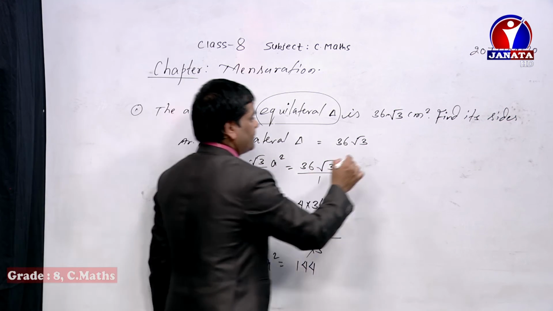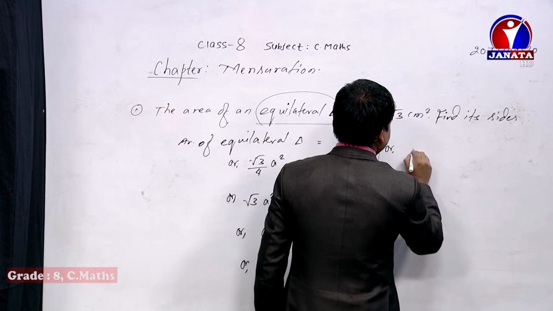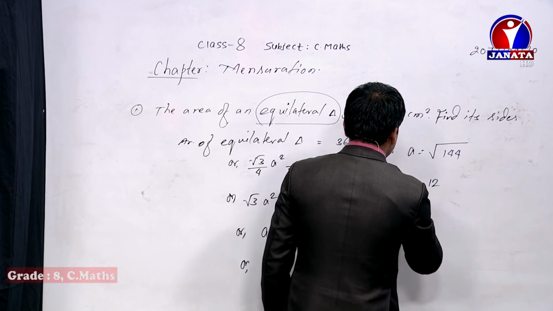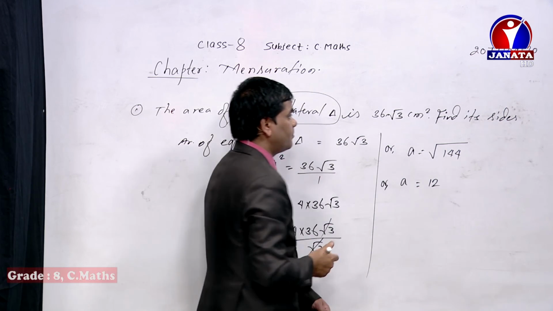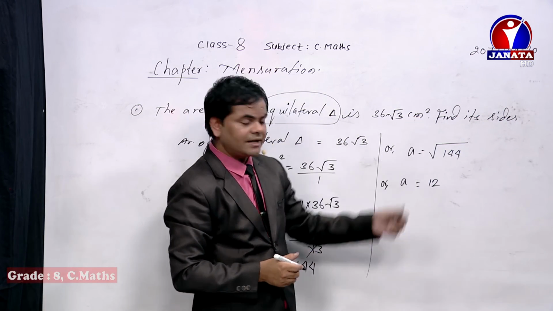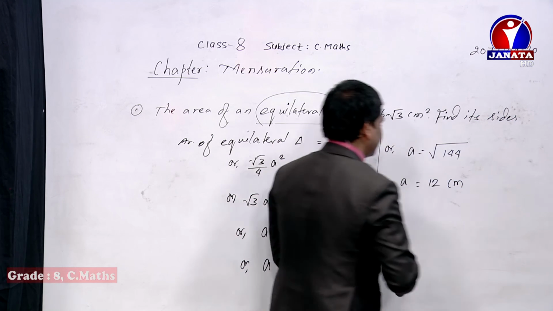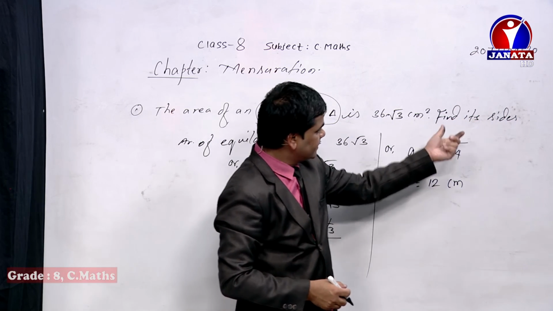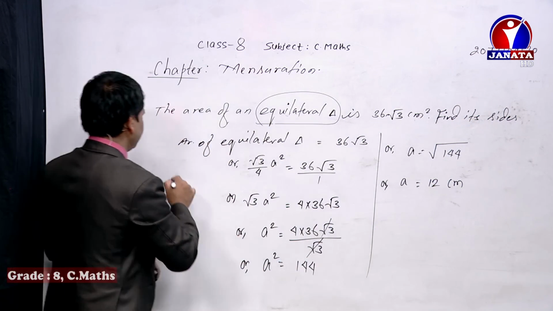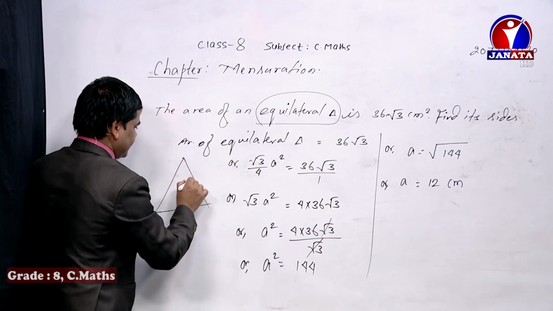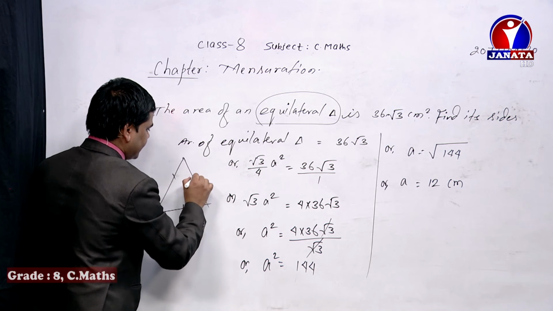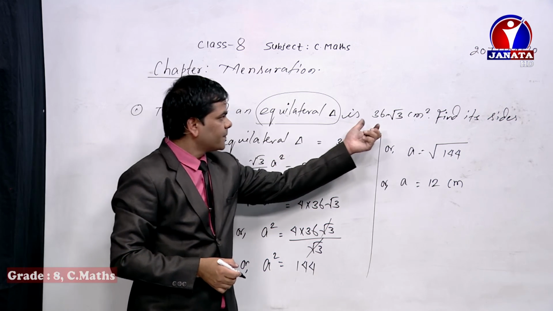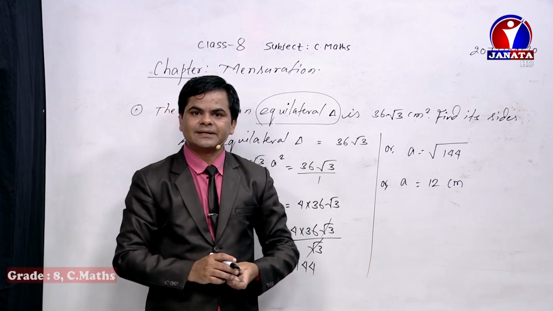Now if we take the root of the left hand side, in the right hand side it will be root under 144. Now it equals 12, and the length of anything we write in terms of power 1, as the unit is centimeter square, so we can write this one as centimeter only. So the value of the side, find its sides. The question has asked us to find a side, so the side is 12 centimeter. That means if you draw a figure, in this case the equilateral triangle, all sides are of 12 centimeter if the area of the equilateral triangle is 36 root under 3 centimeter square.